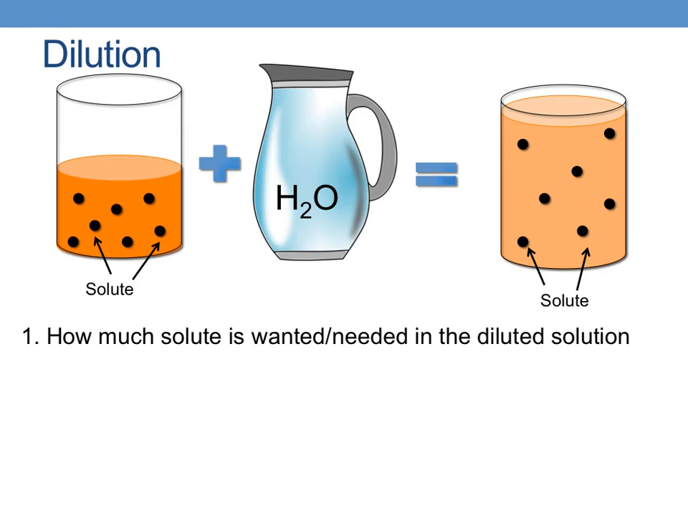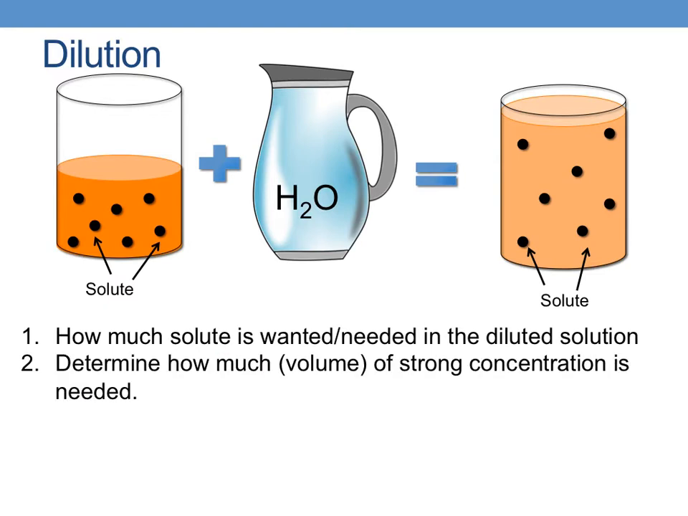So whenever you're dealing with dilution problems, basically what you want to do is first figure out how much solute is wanted or needed in your final diluted solution. So they'll give you information for your final product: the volume you want and the concentration you want.